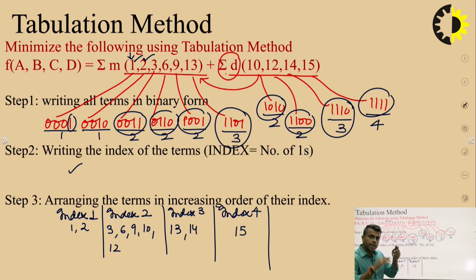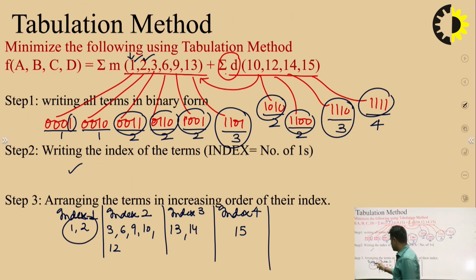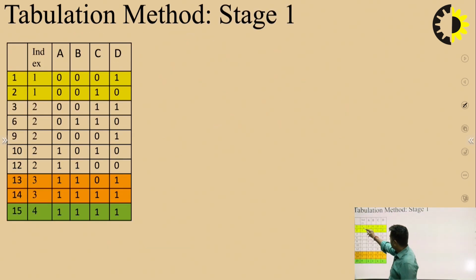Now let's arrange them in tabular form, and that will be our first table. We have mentioned that it is known as the tabulation method because we will be preparing a series of tables. So let's prepare the first table. This is the first table. You can check here 1 and 2 from index 1. You can write here min term.